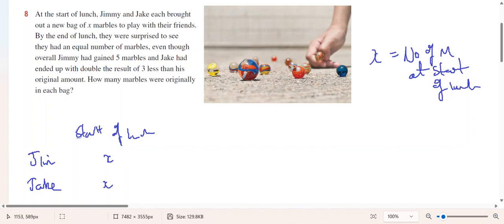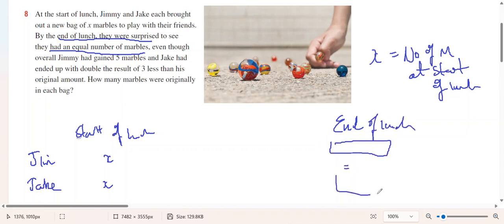Okay. By the end of lunch, they were surprised to see they had an equal number of marbles. So whatever they had at the end of lunch, whatever Jimmy had equaled whatever Jake had. Even though overall Jimmy had gained 5 marbles. So over lunch, Jimmy ended up getting X plus 5. So X plus 5 is the number of marbles that Jimmy had at the end of lunch.